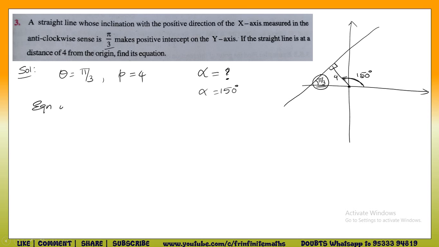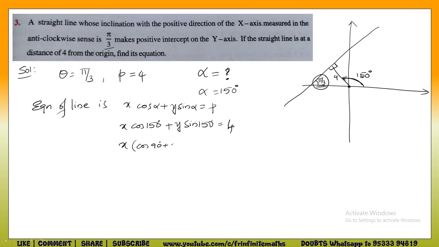So the equation of the line is x cos alpha plus y sin alpha is equal to p. Now substituting the values, x into cos 150 degrees plus y into sin 150 degrees is equal to p, which is nothing but 4. Now from this, x into cos 150, so cos 150 means cos of 90 plus 60 degrees, next plus y into sin of 90 plus 60 degrees.